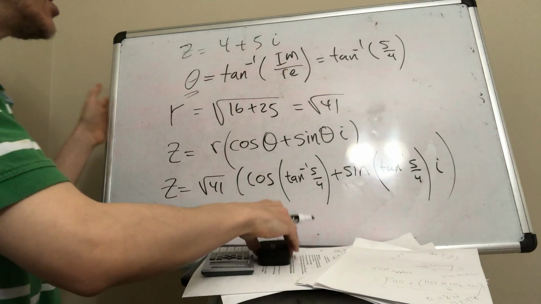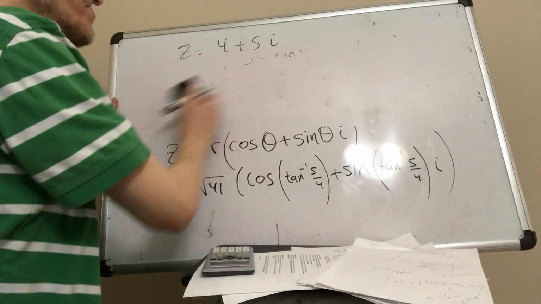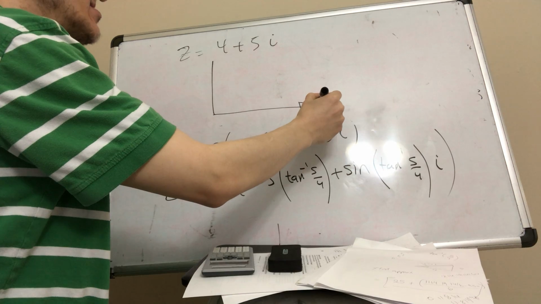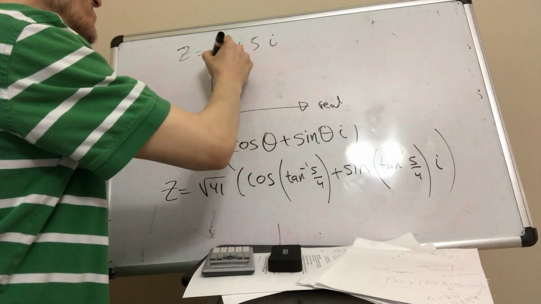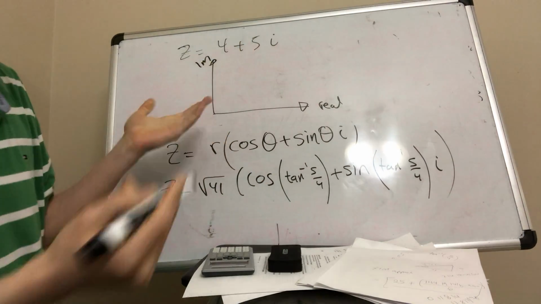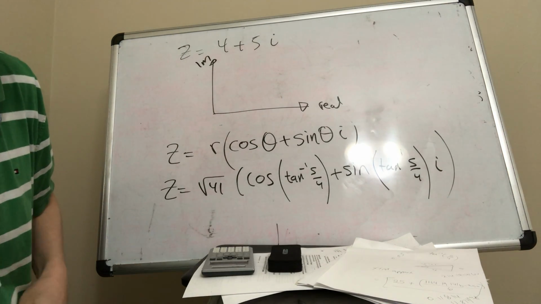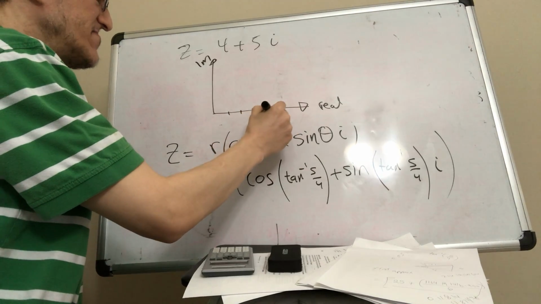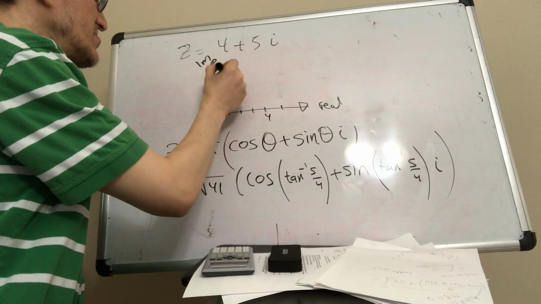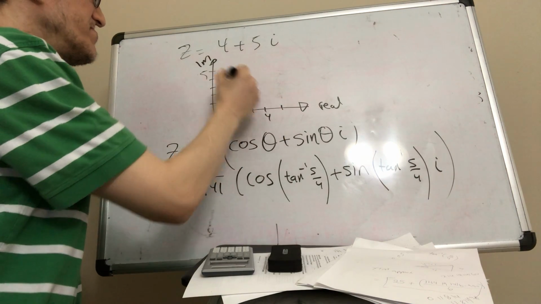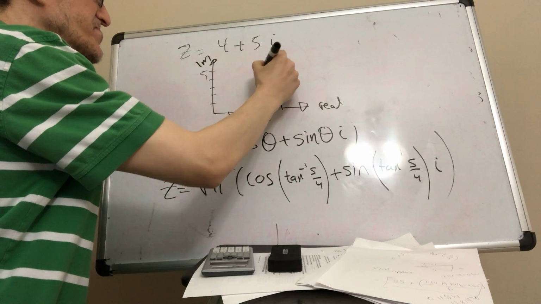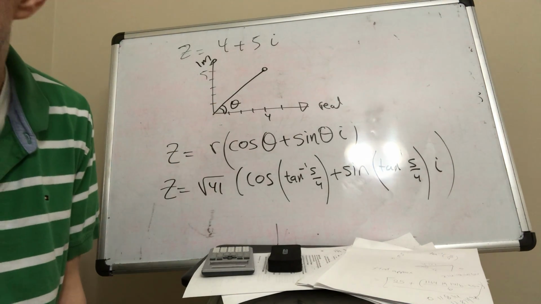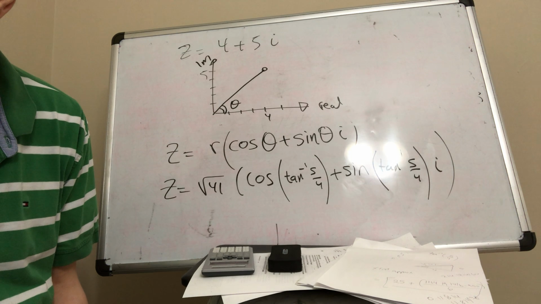Now, in terms of sketching, this is, again, real, imaginary, or xy, doesn't matter. Your real is 4, so 1, 2, 3, 4, 5. 1, 2, 3, 4, 5. Real is 4, imaginary is 5, and that would be your angle. And this one is right.